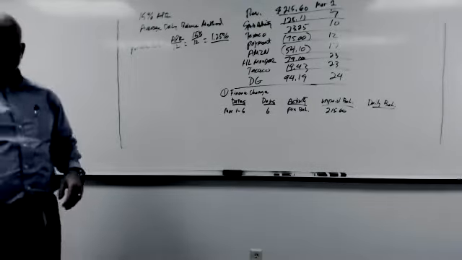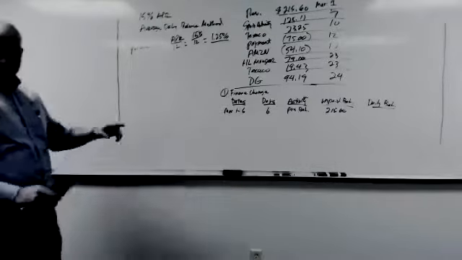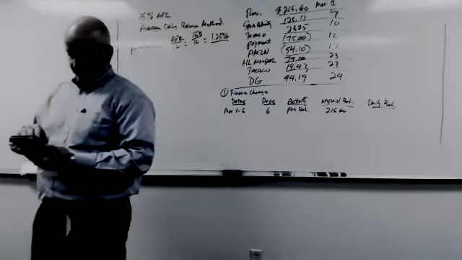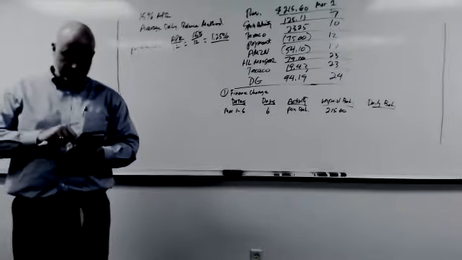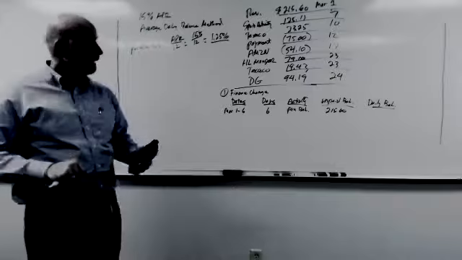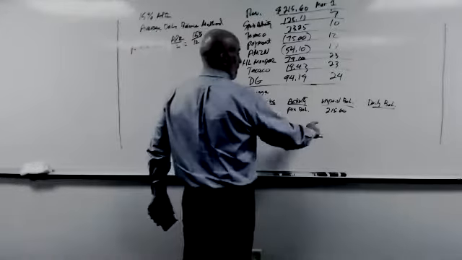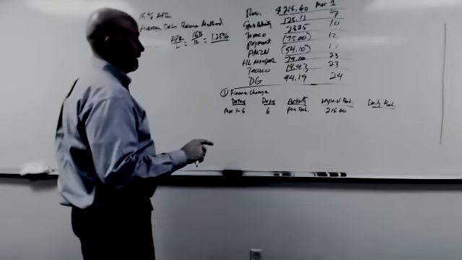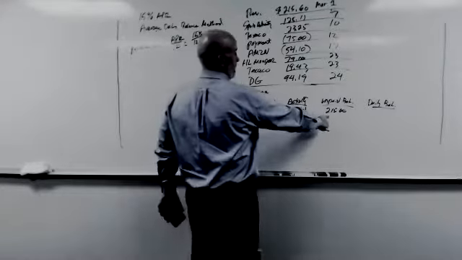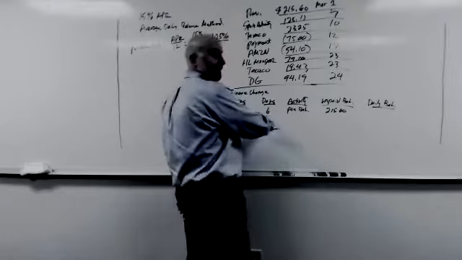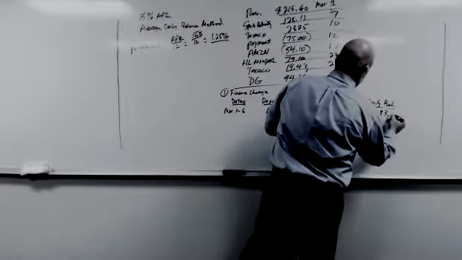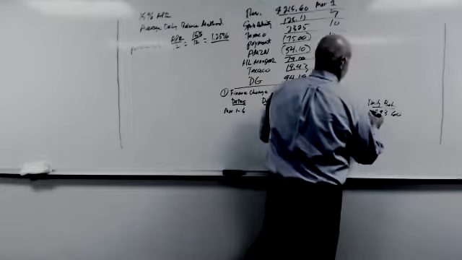So the unpaid balance, how are we going to solve for the daily balance? Sum of the daily balances divided by the days in the billing cycle. All right, so $215.60 multiplied by 6 is $1,293.60.